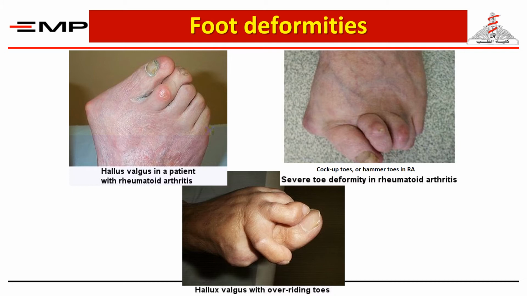The picture upward and to the right shows hammer toe in a patient with prolonged rheumatoid arthritis with toe deformity. There is hyperextension of the metatarsophalangeal joints and flexion of the interphalangeal joints. The downward picture shows hallux valgus with overriding of the toe.